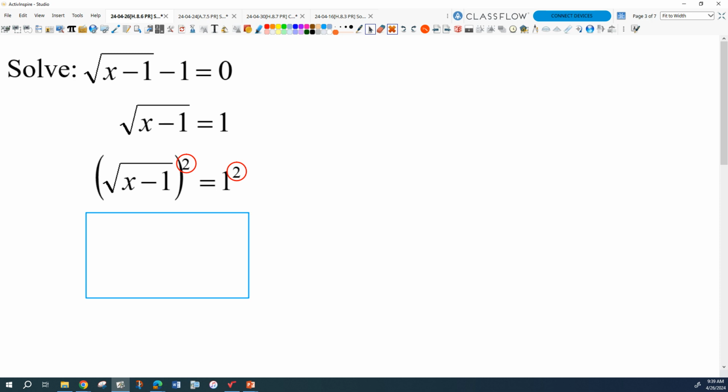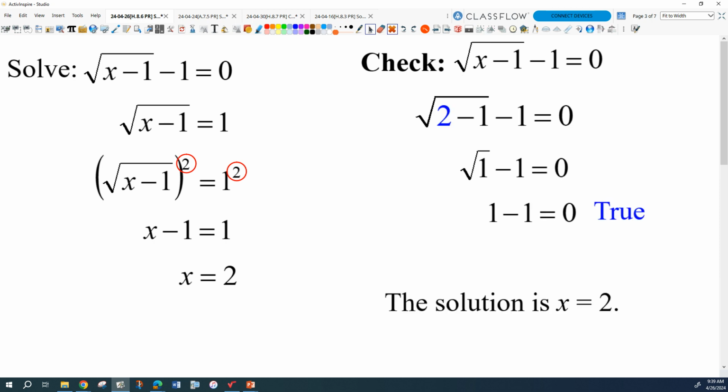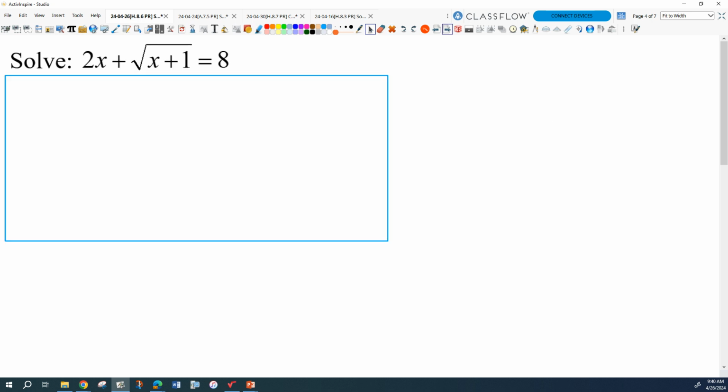So I get what on the left side? X minus 1. Right side I get. And so the solution is 2. If we check that, what happens? That gives me square root of 2 minus 1 is square root of 1. Yeah, that all works out. So it's good. We go back to the original equation and checked it, and it works. We're good. Okay, how about this one?